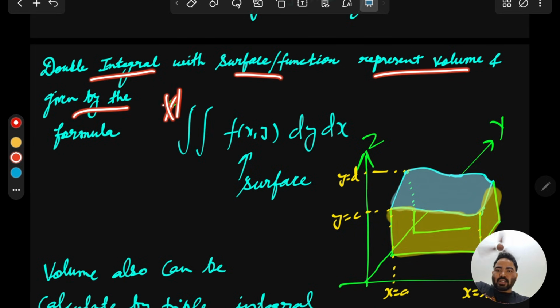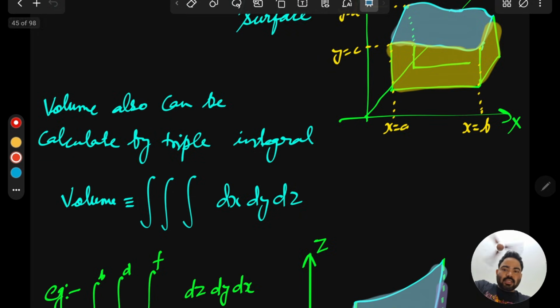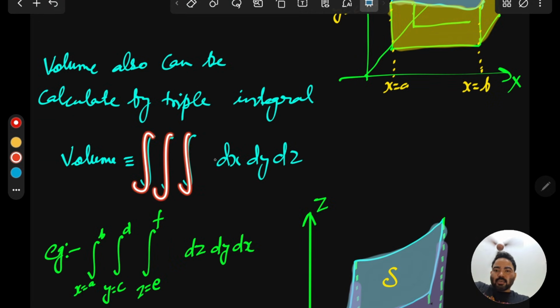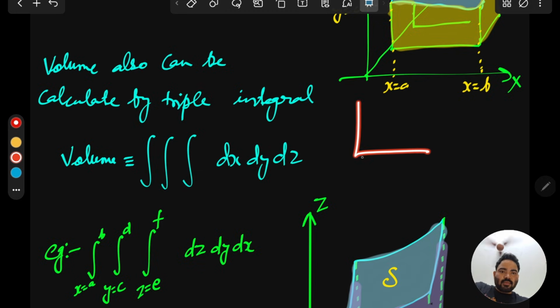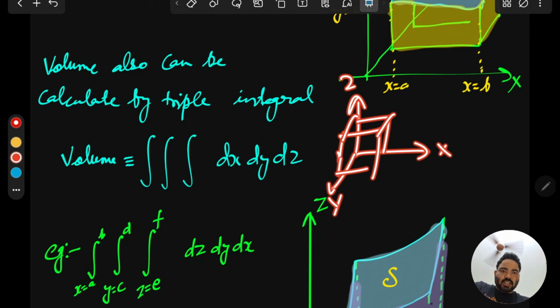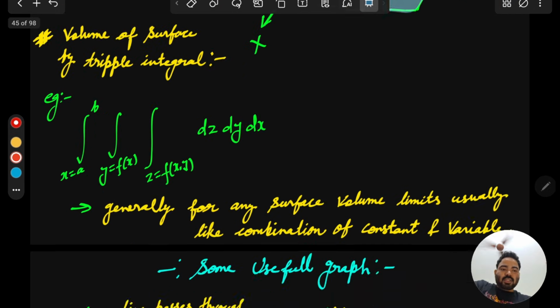And you can also find it via this formula, double integral f(x, y) dy dx, and we will solve most of the questions. One thing you also have to remember: by the triple integral you can also find out the volume. Here you have to say how your x is moving, y is moving, z is moving. And if you know how x, y, z are moving, then just put the limits and you can easily find out the volume of that surface. So let's see how we can solve the question.